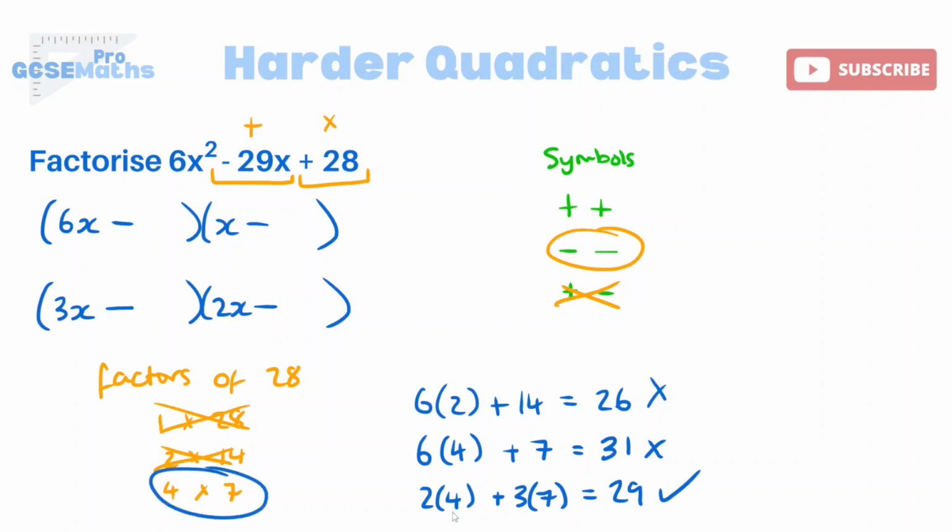So I know that I need to multiply 4 by 2, so 4 has to come over here, actually. And the 7 has to go here because, when you expand, you're obviously multiplying with a different bracket. So we can't use the 6x and the x, we have to use 3x and 2x.